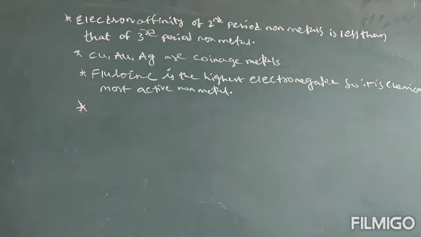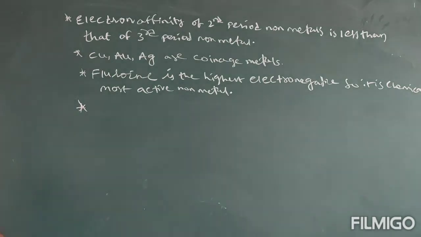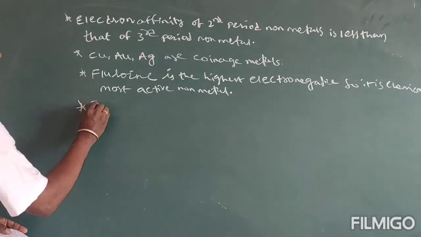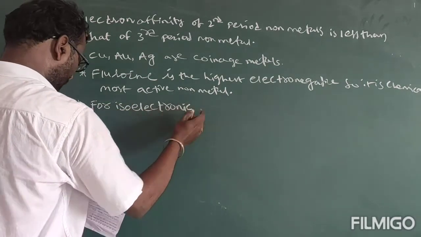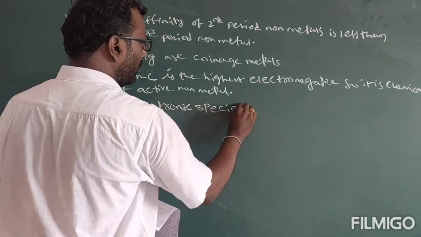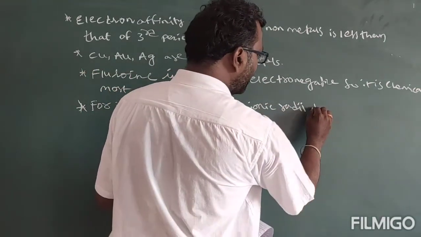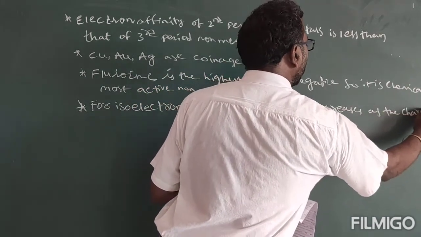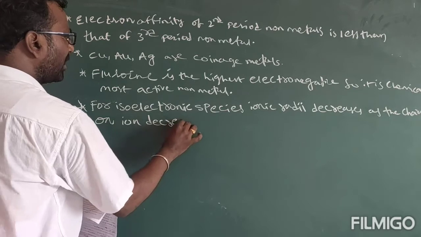And when it comes to isoelectronic, what is isoelectronic? Iso means same, electronic means electronic configuration. There are some points which were asked in previous exams, and I am going to stress those points now. For isoelectronic species, ionic radius decreases as the charge on the ion decreases.